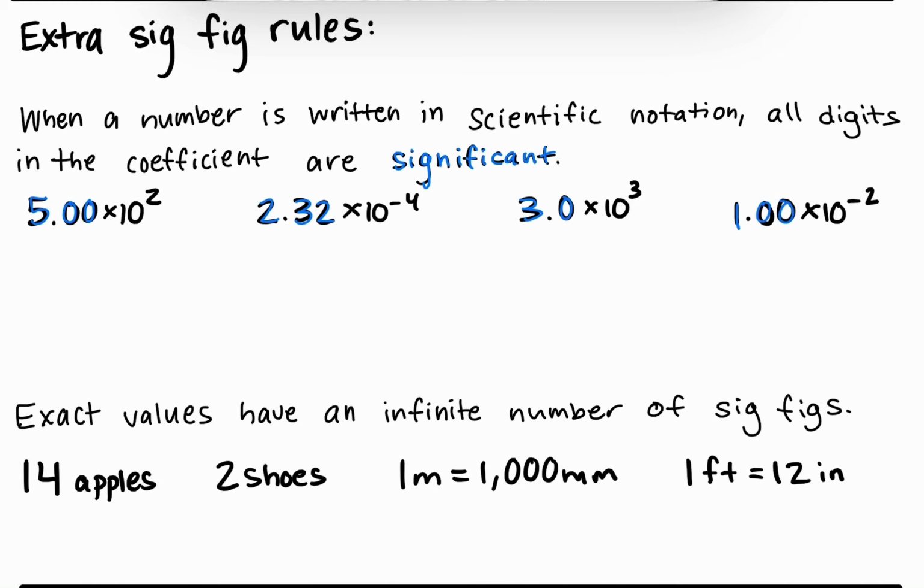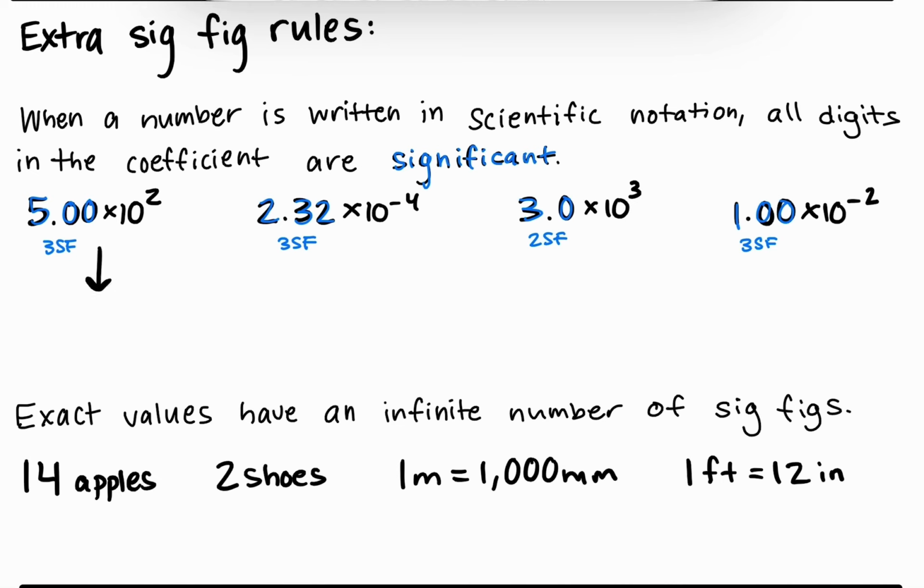So I'll highlight those. This one would have 3 sig figs, this one would have 3 sig figs, this one would have 2 sig figs, and this one would have 3 sig figs. This becomes especially important when you are going from scientific notation to standard notation, or from standard notation to scientific notation. So let's change these into standard notation.